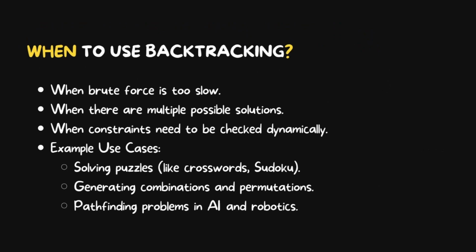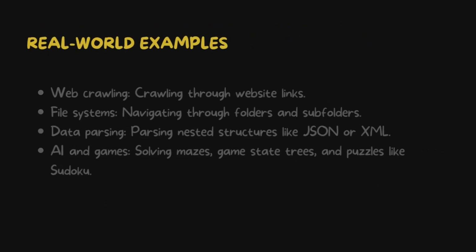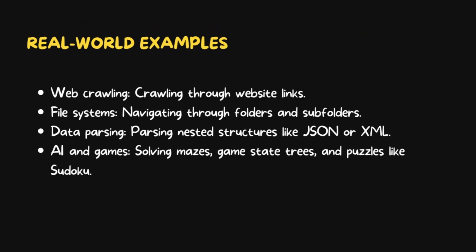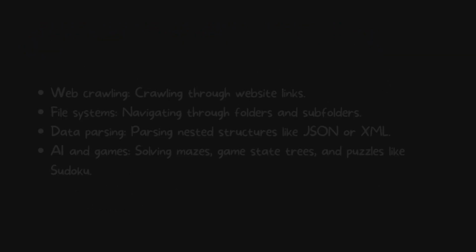So when exactly to use backtracking? When brute force is too slow, we can use backtracking. When there are multiple possible solutions, we can use backtracking. When constraints need to be checked dynamically, we can use backtracking. Some example use cases are solving puzzles like crossword, Sudoku, etc., generating combinations and permutations, pathfinding problems in AI and robotics. Some real-world examples include web crawling, file systems, data parsing, AI and games, solving mazes, game state trees, and puzzles like Sudoku.